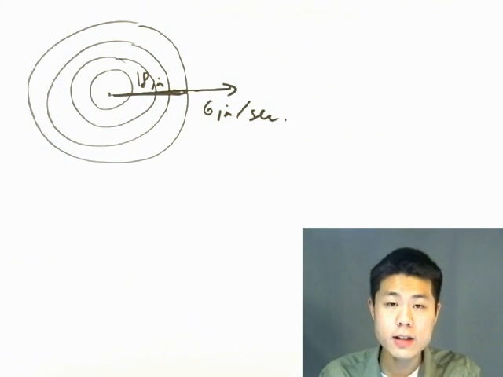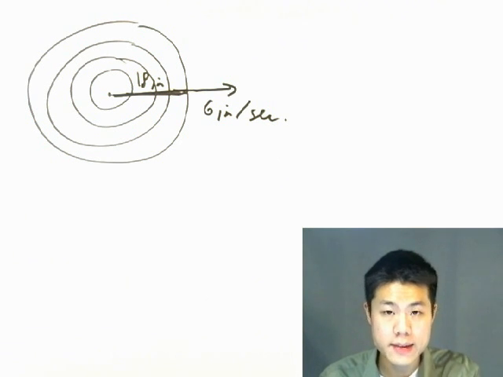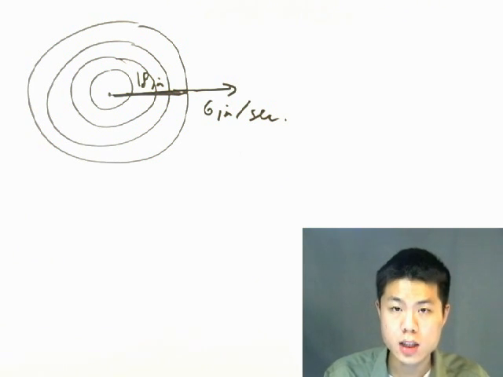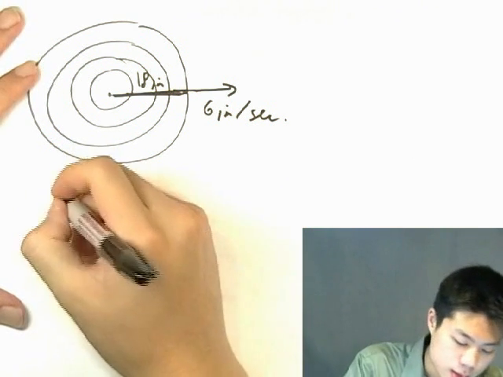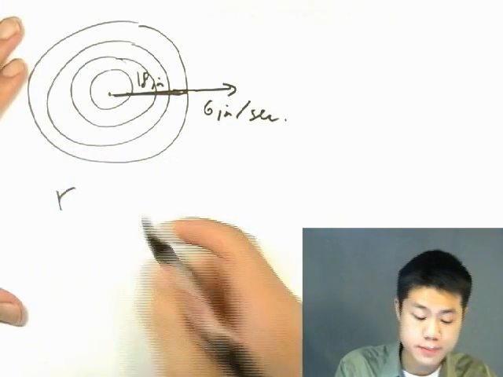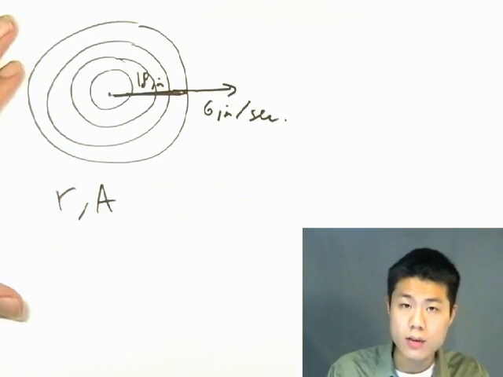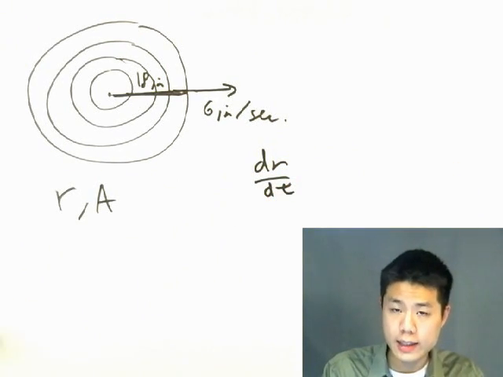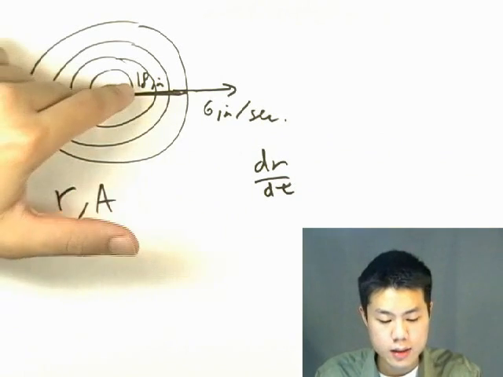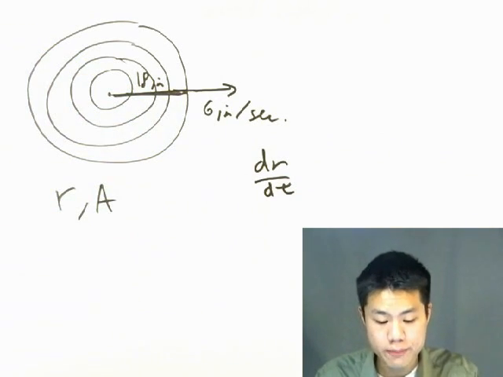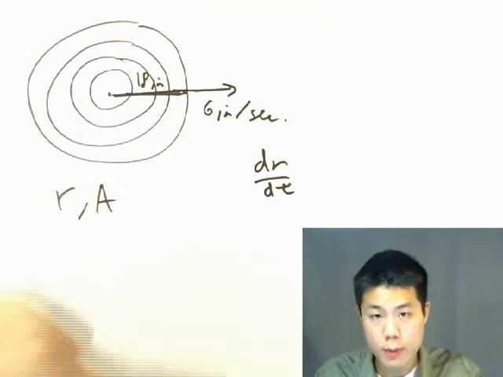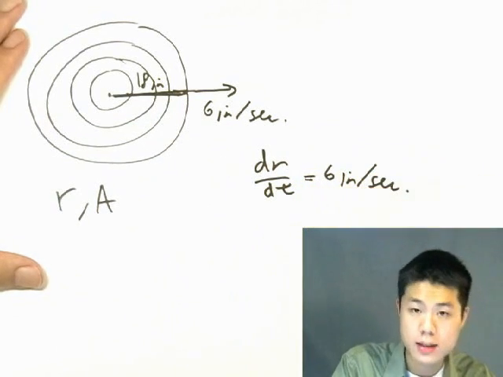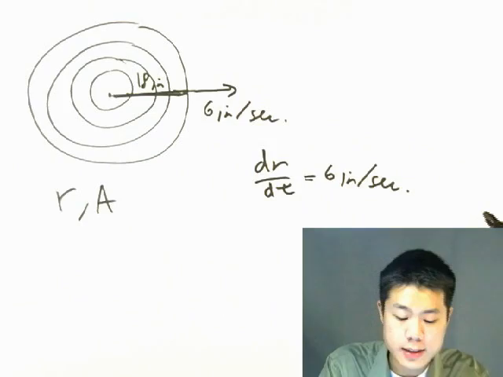With any related rates problem, we first have to identify the variables and then find the equation that tells us the relationship between these two variables. So our two variables are the radius and the area. And what are we given? We're given dr over dt. Now think about this, why is it dr over dt? It's because the radius is changing with respect to time, it's a rate. So that's going to be 6 inches per second. The rate at which the radius increases is 6 inches per second.